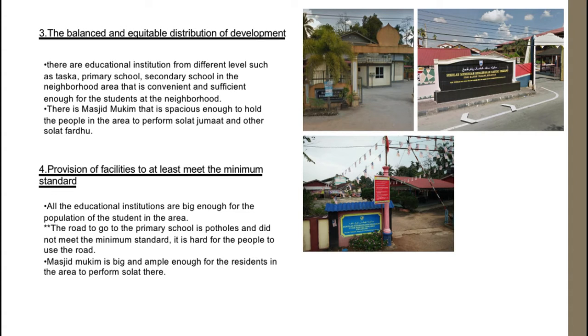So next is the balanced and equitable distribution of development. There are educational institutions from different levels, such as the kindergarten, primary school, and secondary school in the neighborhood area, which is convenient and sufficient enough for the students. And there is also Masjid Mukim that is spacious enough to hold the people in the area to perform Solat Jama'ah and other Solat Fardu.